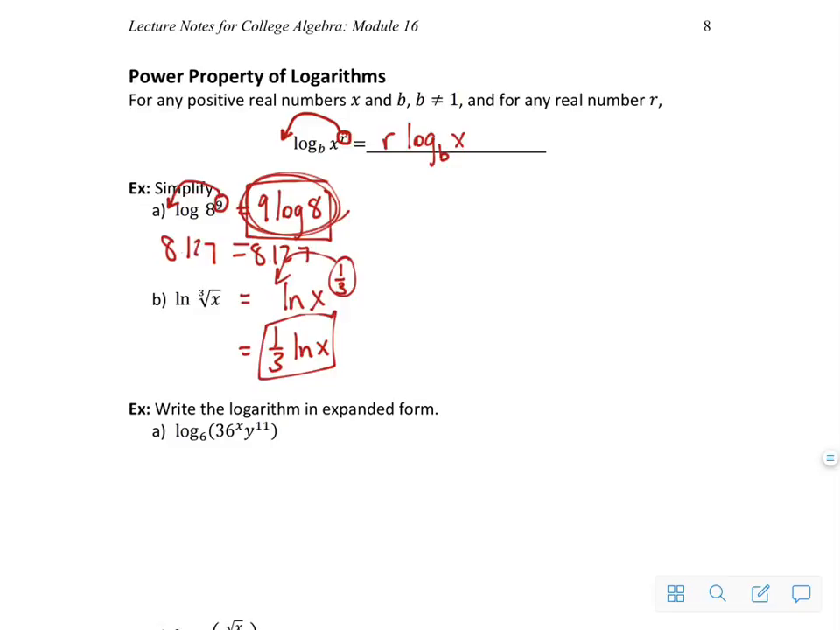Okay? In the next short video, I'm going to show you how we can do the 3 rules that we just learned. The power rule, the quotient rule, and the product rule are sometimes combined into one problem, and we can expand a logarithm across a larger exponential expression like this one right here. So I'm going to close this video down and start the next one.